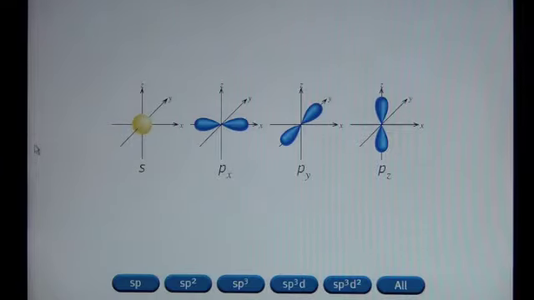And every time we make hybrid orbitals, we're going to then look at the electronic geometry associated with each type of hybrid. So let's say that we need two areas of high electron density around a central atom. That would actually call for sp hybrids. So if you have two areas, let's take a look at sp hybrids.